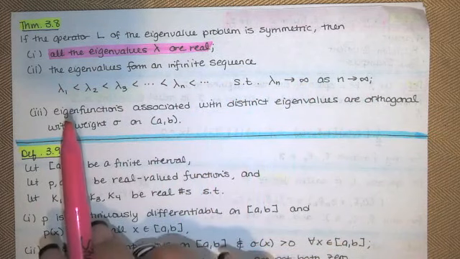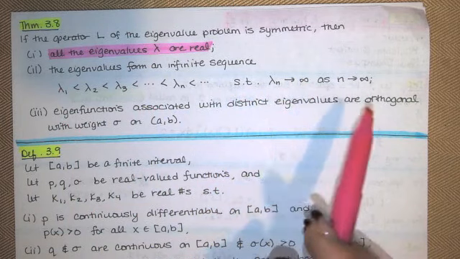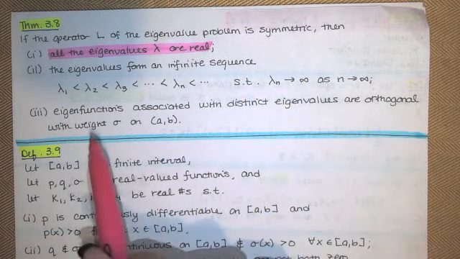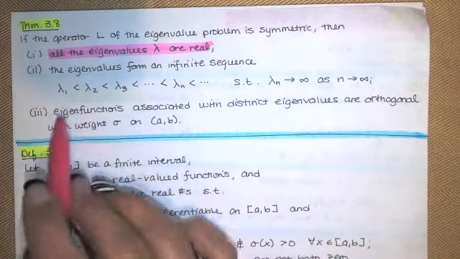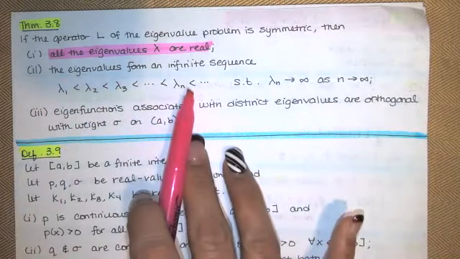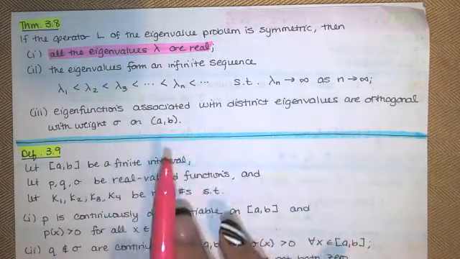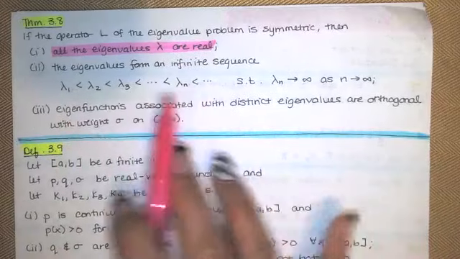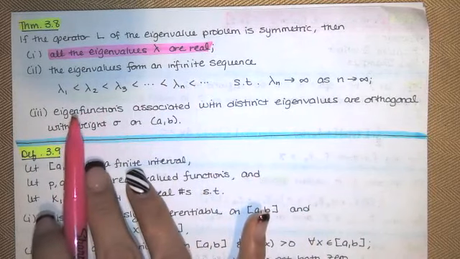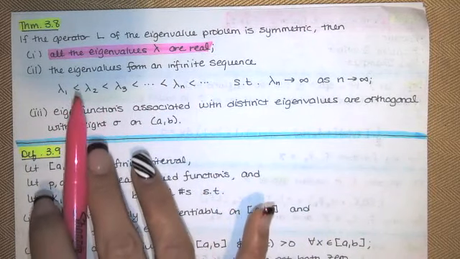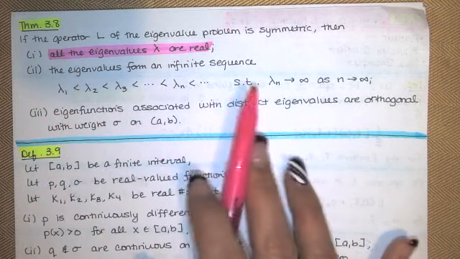And get this, the eigenfunctions associated with distinct eigenvalues are orthogonal with weight sigma on the interval from A to B. So we're going to have infinitely many eigenvalues. We don't just call them lambda, we call them lambda sub 1, lambda sub 2, lambda sub 3. For different values of n, we'll get a different value. And so we've got this sequence. For each of those, we're going to have a solution to the differential equation, f sub 1, f sub 2, f sub 3, that correspond to each of the particular eigenvalues.